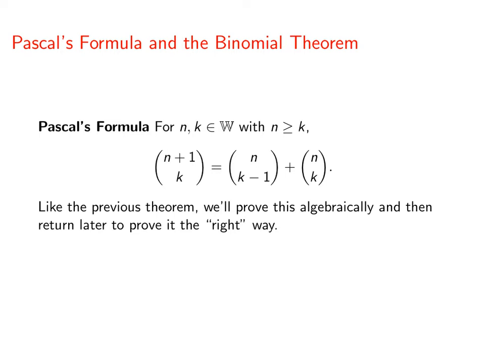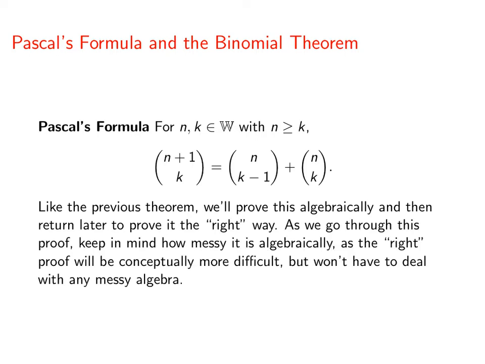And like the previous theorem, we're going to prove this algebraically. It's going to be messy and not very illuminating, but the algebra will be very straightforward. And then we're going to come back later and prove it the right way. As we go through this proof, I want you to just follow along with how messy it is algebraically. The right proof is going to be conceptually more difficult, but we won't have to deal with any messy algebra at all.